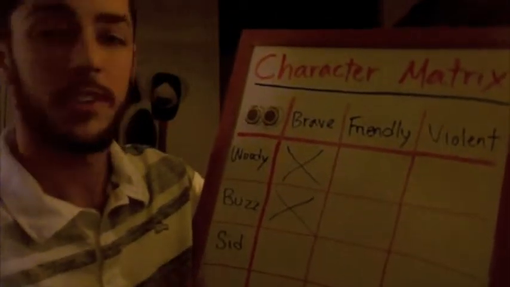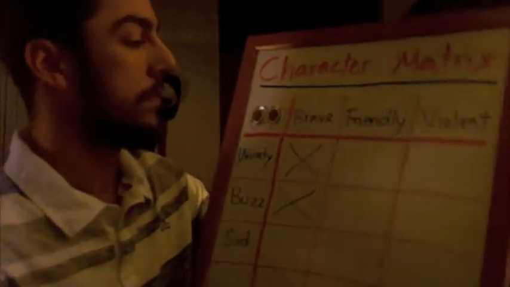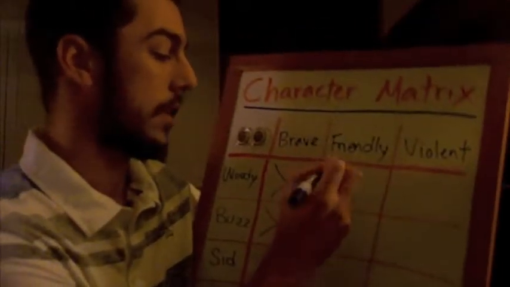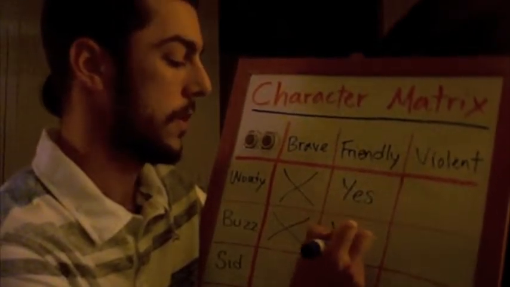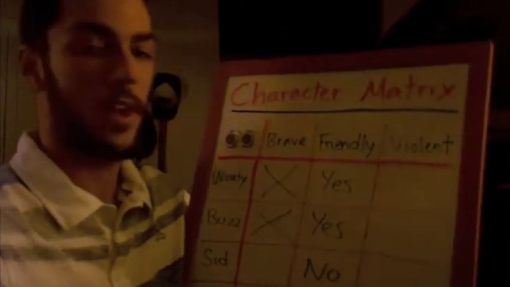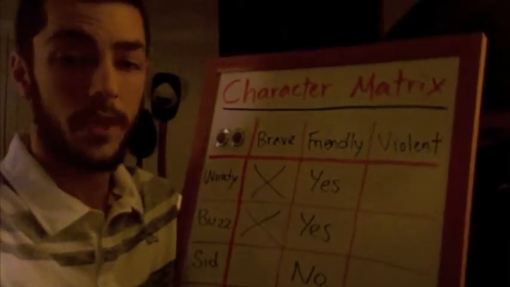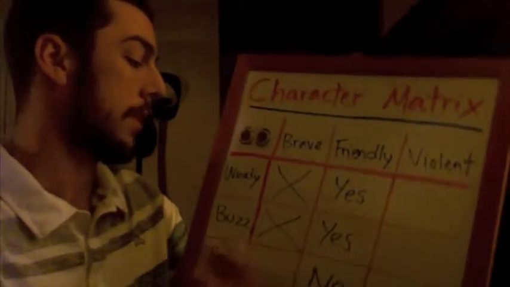So, this is a very simple way that we can use this SDAIE strategy. Now, if we want to make it a little more difficult, we can just do something like yes and no. Is Woody friendly? Is Buzz friendly? And is Sid friendly? Definitely not. Now, those are very simple ways to demonstrate to your students how to compare and contrast characters.